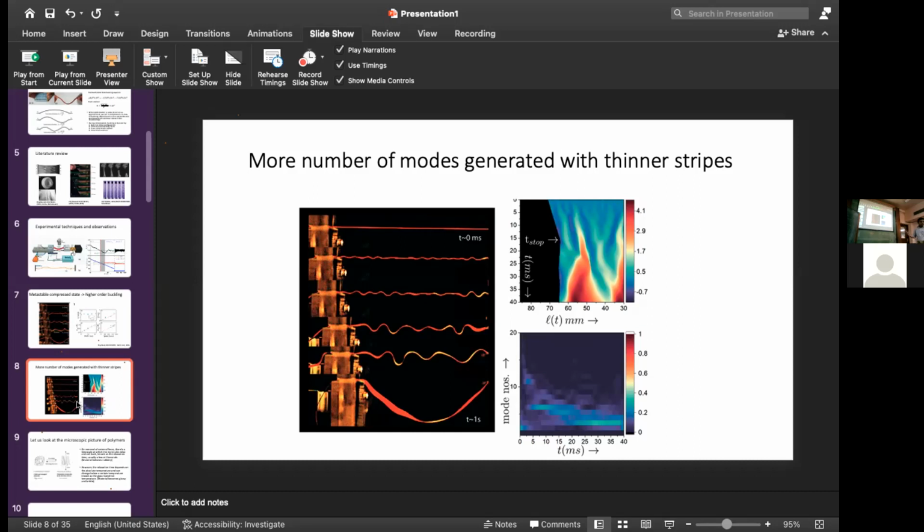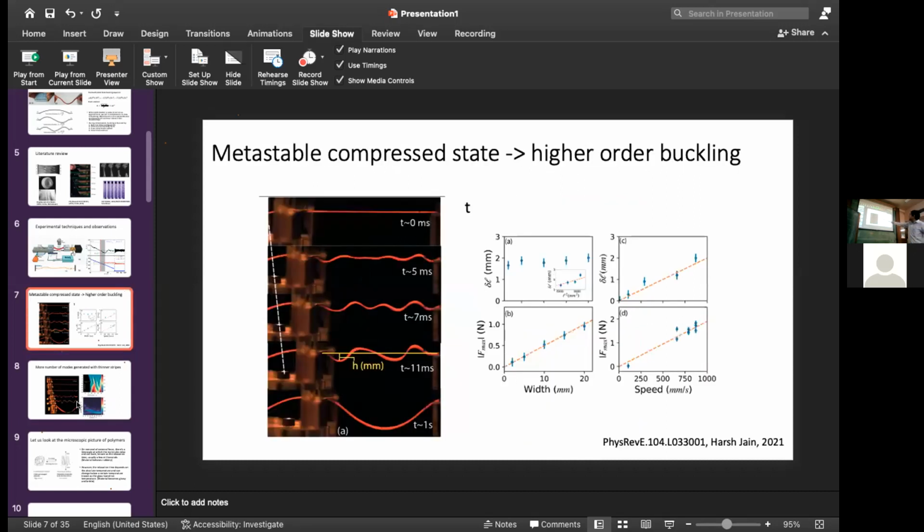Yeah, so that's basically what I'm comparing. This is a thinner strip, so I have mode numbers up to 12. In the previous case, I had a mode number of something like 4. This is like 0.5 millimeters. The other one is 0.1.